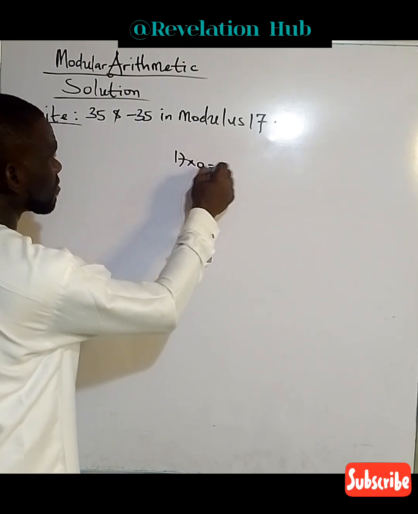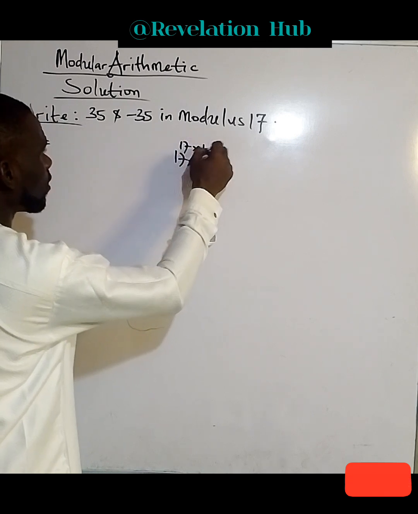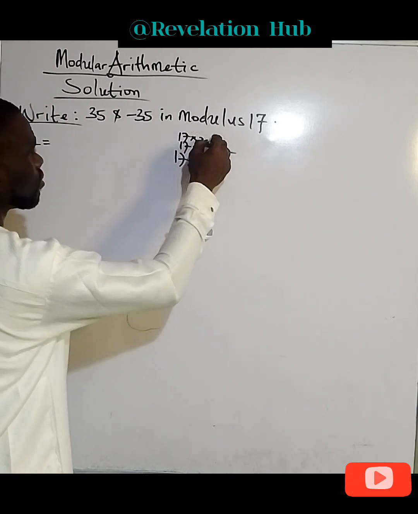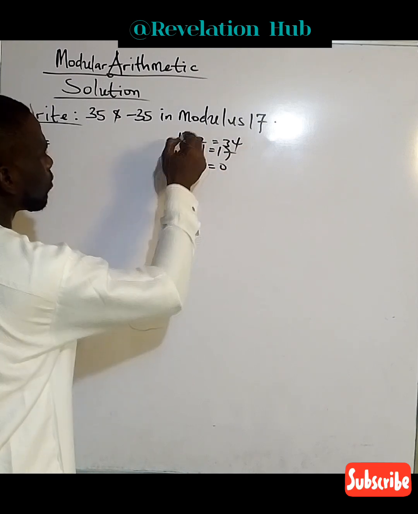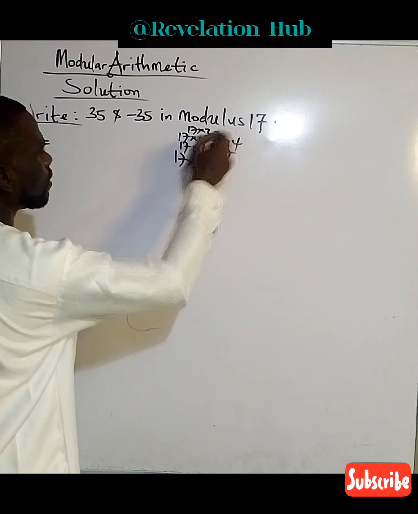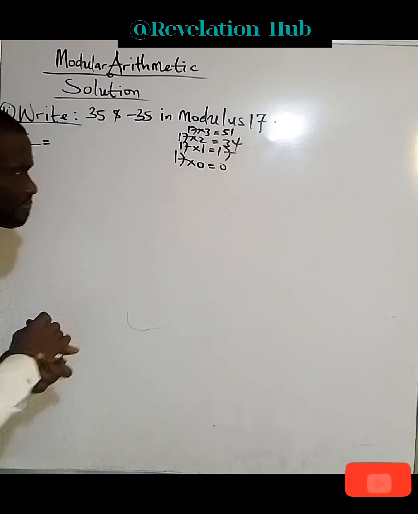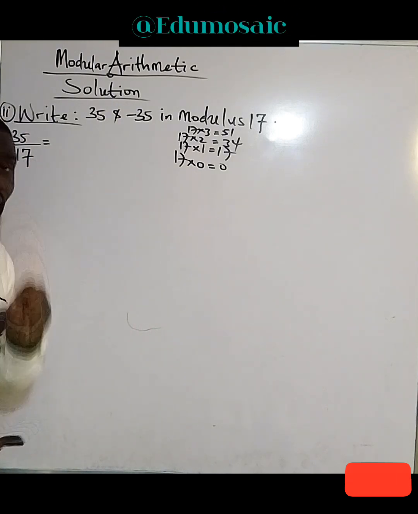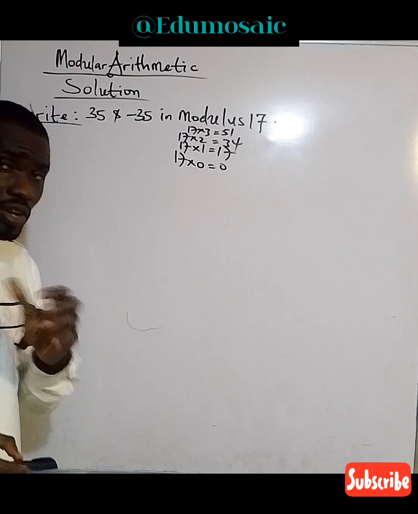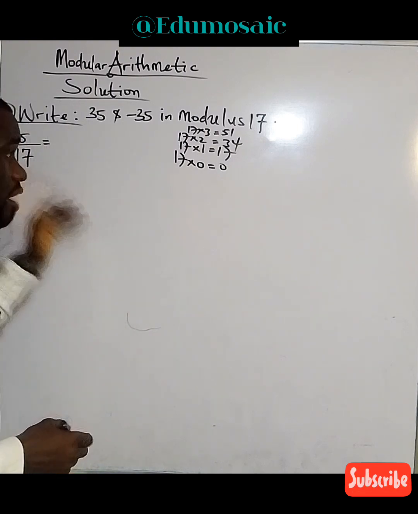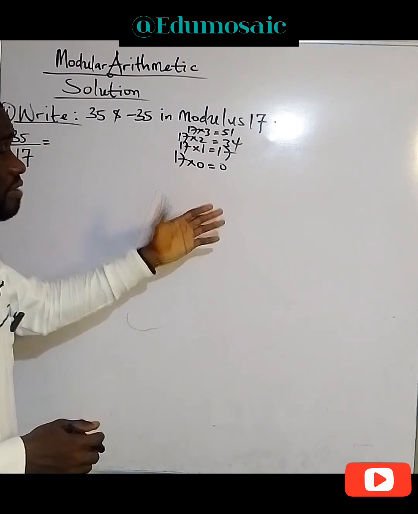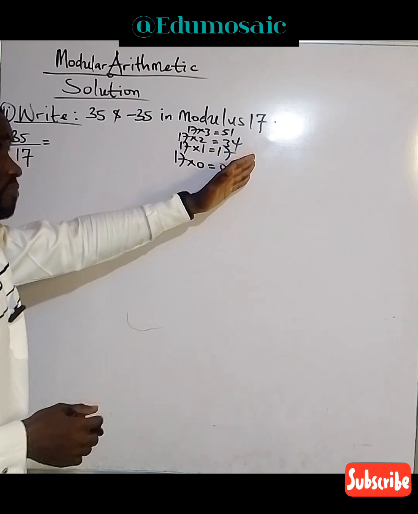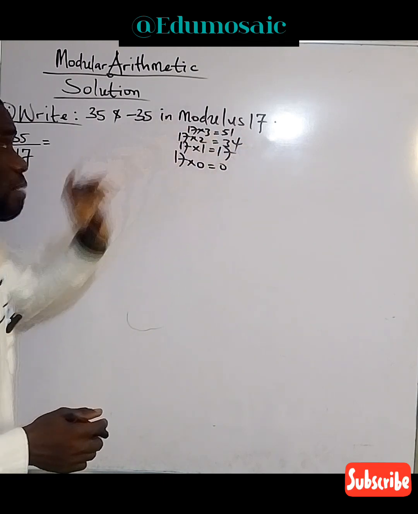17 times 0 is 0. 17 times 1 is 17. We are looking for 35. 17 times 2 is 34. And 17 times 3 will give us 51. Now, we are looking for 35, so either we get 35 or a figure that is very close to it. Right here, we don't have any 35. We just have 0, 17, 34, which is very close to 35, and 51, which is far more than 35.